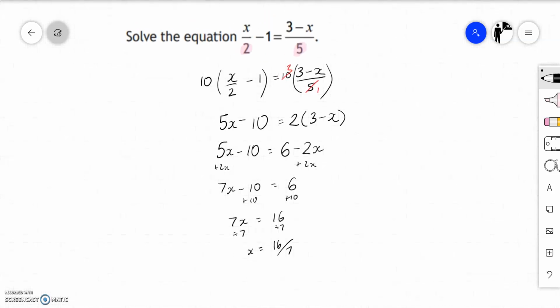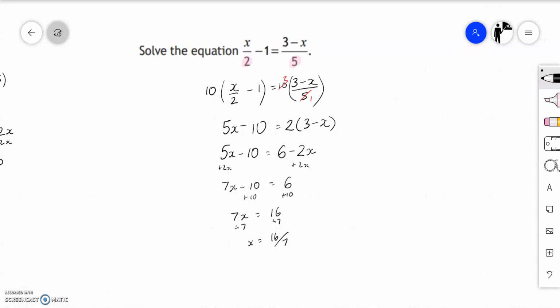Okay, that's probably what would be regarded as a hard solving equations question at National 5 level. But if you employ this strategy, it should hopefully work through okay.